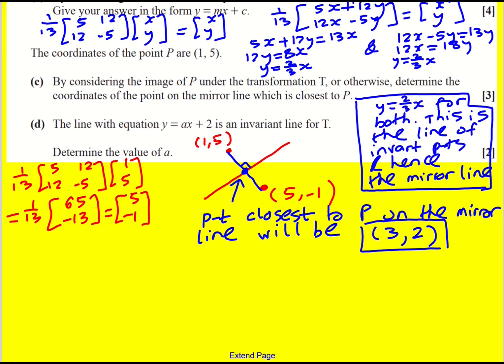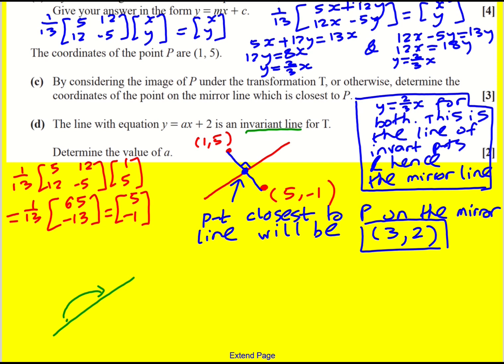Finally, the line with equation y equals ax plus 2 is an invariant line for T. Determine the value of a. Okay, this is slightly different. So a line of invariant points are where they actually always map back to themselves. Whereas an invariant line means when you apply the transformation, it stays on the line somewhere. Like it might move to a different position, but it's still on the same line.